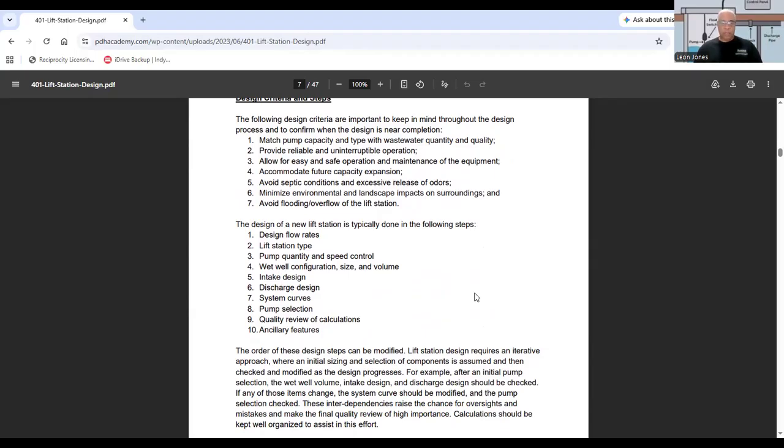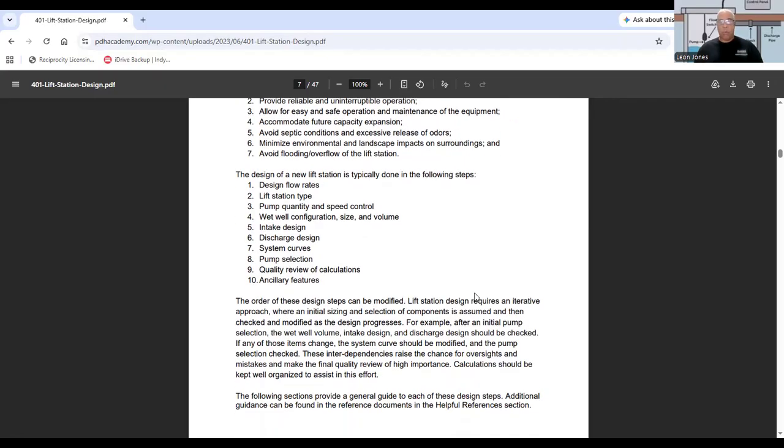Now, the order of these design steps can be modified. So lift station design requires an iterative approach where an initial sizing and selection of components is assumed and then checked and modified as the design progresses. For example, after initial pump selection, the wet well volume, intake design, and discharge design should be checked. If any of these items change, the system curve should be modified and the pump selection checked.